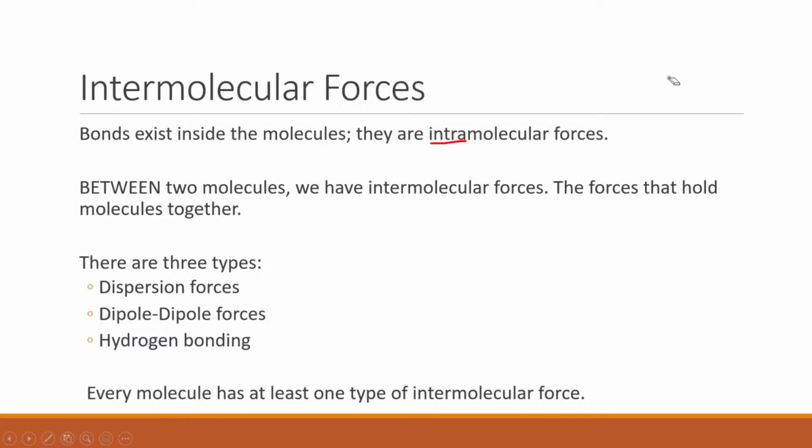Now, there are three different types of intermolecular forces, and we're going to look at them from weakest to strongest. Dispersion forces are the weakest intermolecular force, followed by dipole-dipole, that's our medium intermolecular force, and then hydrogen bonding is our strongest intermolecular force.